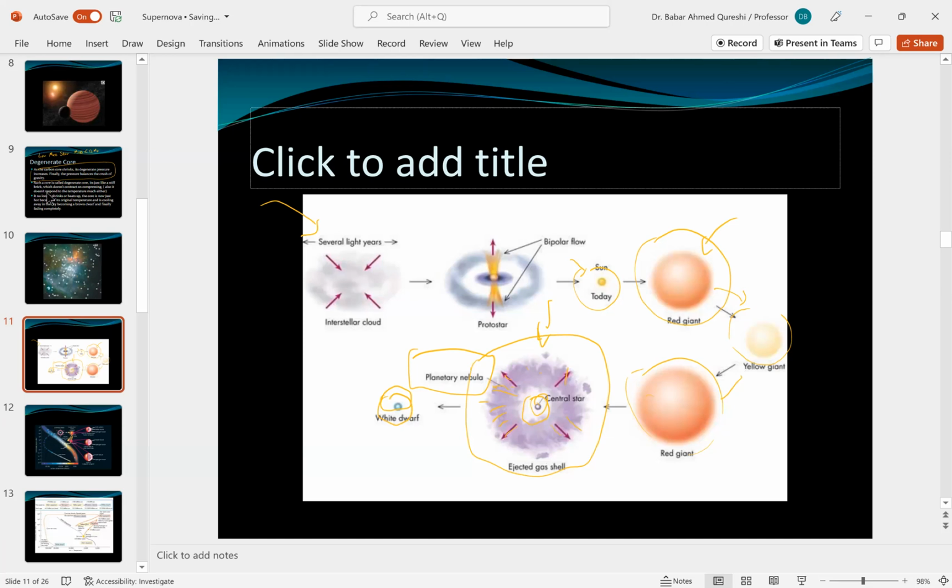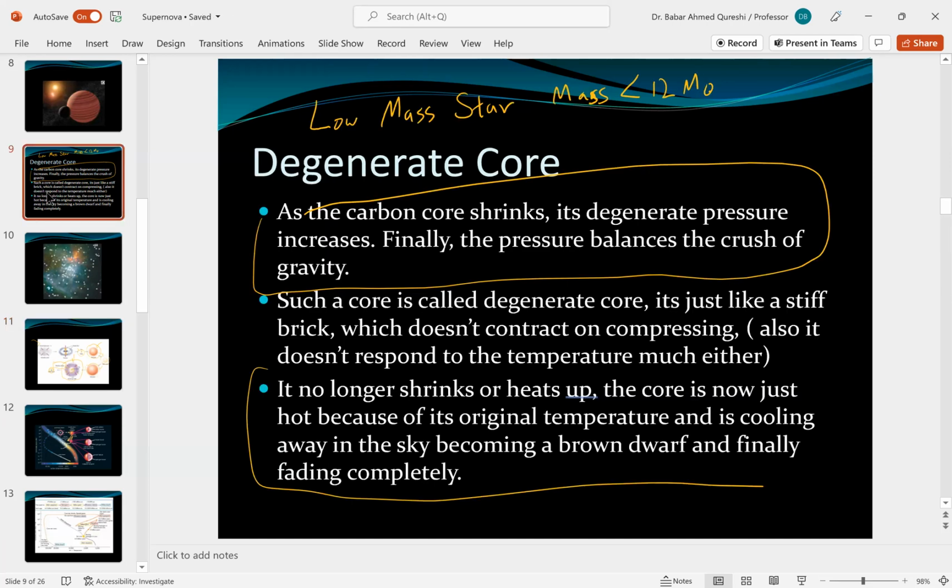And what it is, is just this thing. It's just the original carbon which is left there, and there are no nuclear reactions happening. It's just a stiff brick made of carbon, which is very hot because at one point it was very, very hot. It had nuclear reactions going on and it was shrinking, which was causing it to be hot. But now no shrinking is happening because of degenerate pressure, and no nuclear reactions are happening. So it's just like a stiff brick which you have heated up to a very high temperature, and it's just cooling away.